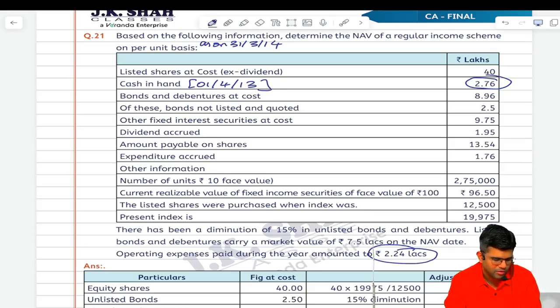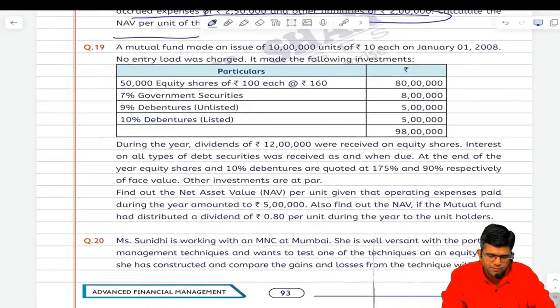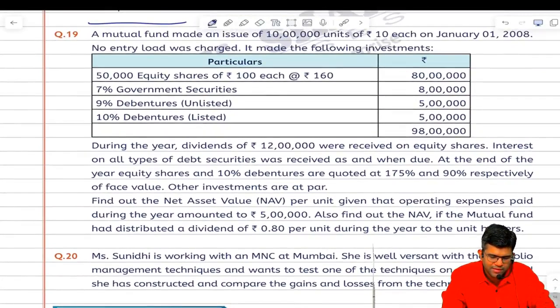comma, then deduct operating expenses paid during the year from the same, to calculate closing cash balance, which will then be used in NAV calculation.